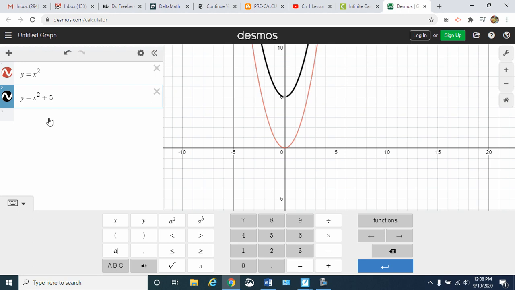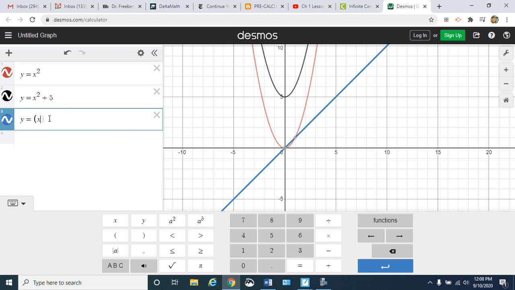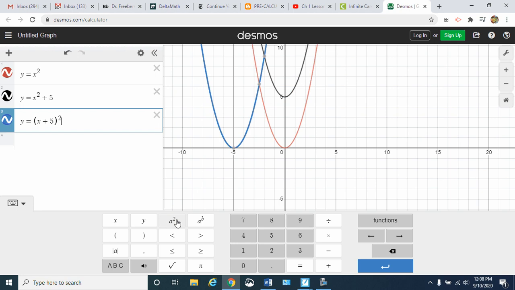We see that's a vertical shift up 5. But what if y equals (x plus 5) in parentheses, and then we square the quantity? That looks totally different, right? So we can see in black, this is x squared plus 5, which just shifted the vertex up 5.